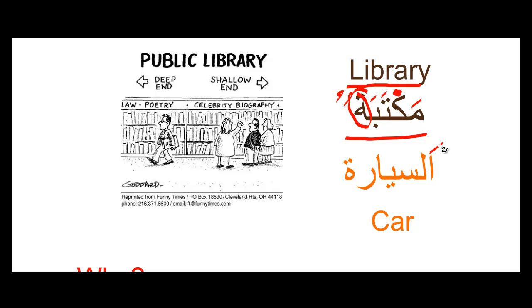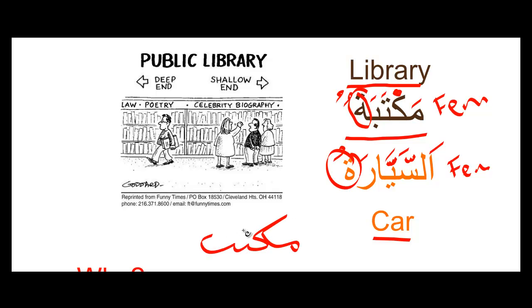Also, you have the word as-sayyara. It means car and it's feminine. Why? Because of the ta. Now, other words might be masculine. For example, maktab. And maktab means desk. Now, some of you might say, oh, well, there's cars that are referred to as she.